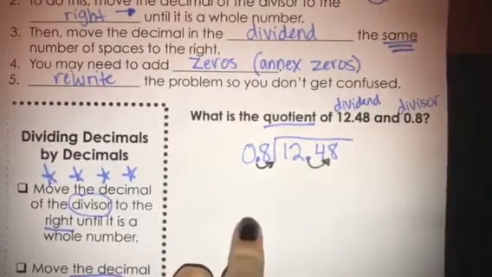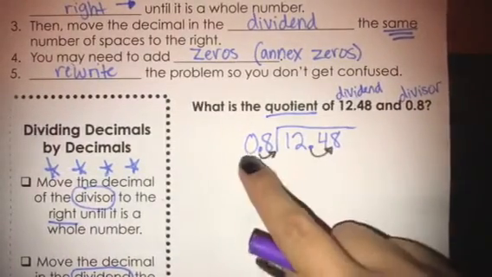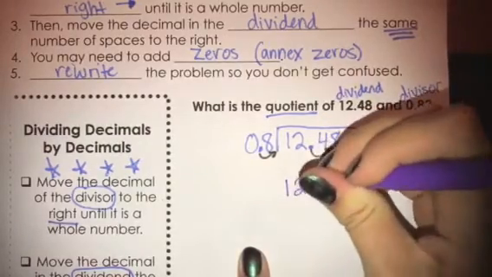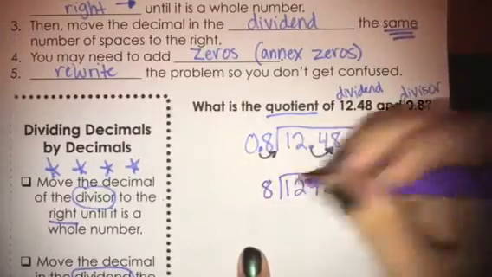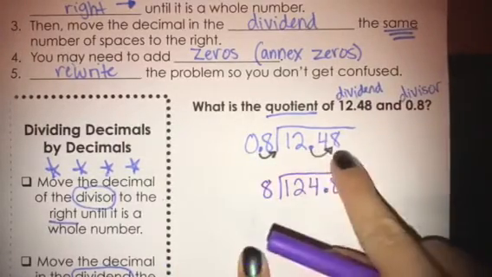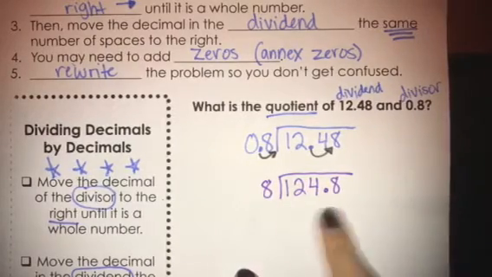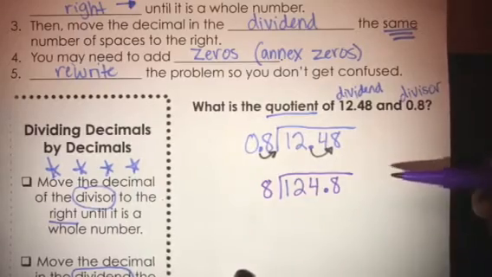Okay, and now I'm gonna rewrite the problem. So instead of 12.48 divided by 0.8, it's going to be 124.8 divided by just 8. Do you see where I got these numbers from? I moved the decimal, now it's just 8, and I have a standard division problem like Miss Madera taught us in the earlier lesson, and I will divide just as normal.